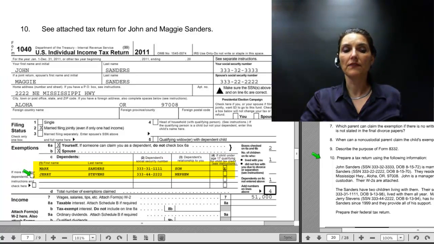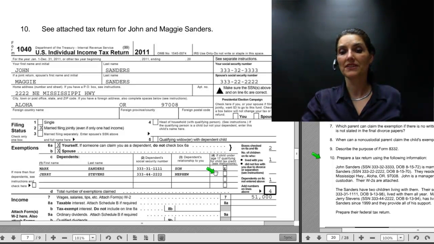And Mark, because he is under age 17, will qualify his parents for the child tax credit. Jerry is a qualifying child for purposes of dependency, but he is not a qualifying child for the child tax credit because he is over age 16, or he is not under age 17. The next part is to begin filling out the tax forms.